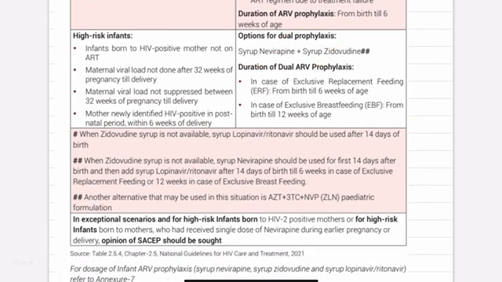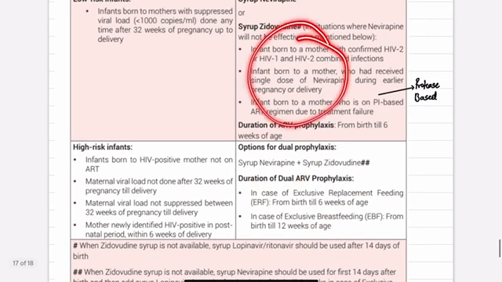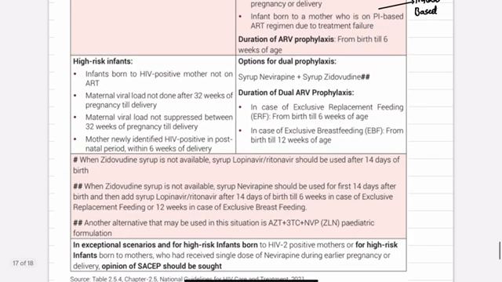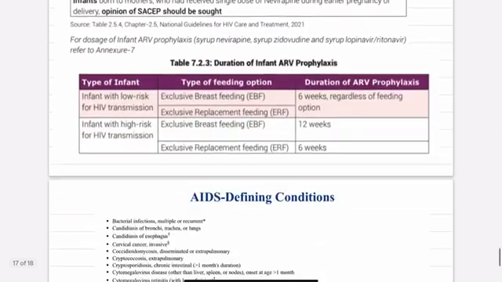Okay, you have to remember the duration here. If the mother is doing exclusive breastfeeding, you have to give 12 weeks, longer. Remember why: if a lady is breastfeeding, there is a higher chance of mother-to-child infection. That's why in exclusive breastfeeding you have to give the dual ARV prophylaxis for 12 weeks. But if it is replacement feeding, meaning bottle feeding, you have to give from birth till 6 weeks of age. Here it is 6 weeks and 12 weeks. Remember this.